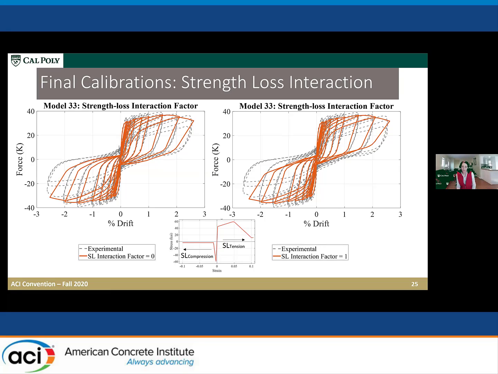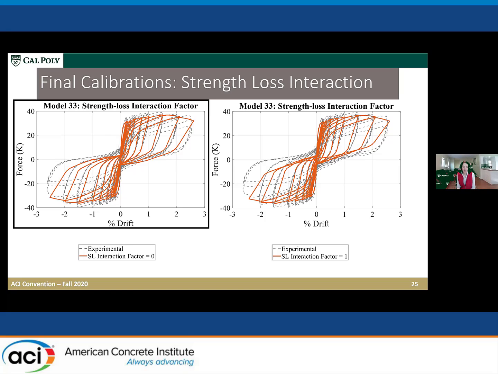The PERFORM-3D manual suggests that it might be a useful assumption if, for example, a component was in flexure and tension, that you would want some strength loss in compression as well. But the students found that actually using a strength loss interaction factor of 0 was more appropriate because the steel model that they were already using was asymmetric. So that would capture these types of effects rather than using a strength loss interaction factor that was anything other than 0. Again, we're looking specifically at the return on the final 2.5% loop as an indicator of capturing the strength loss interaction appropriately.